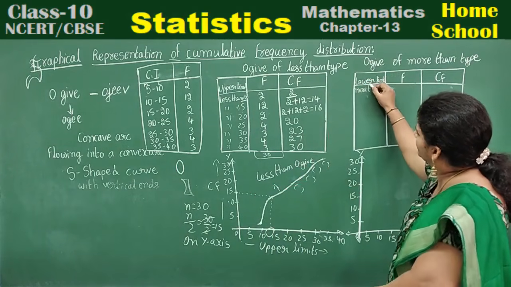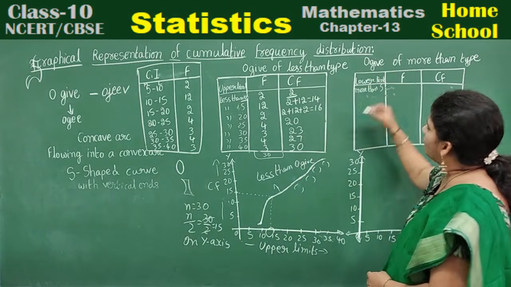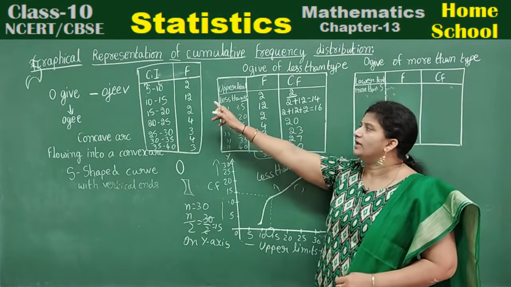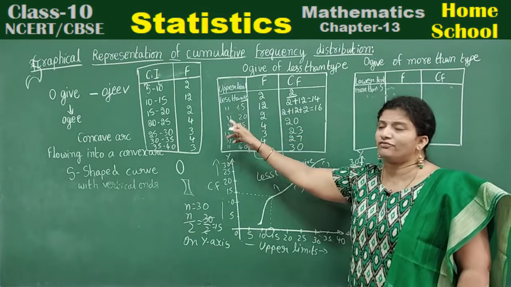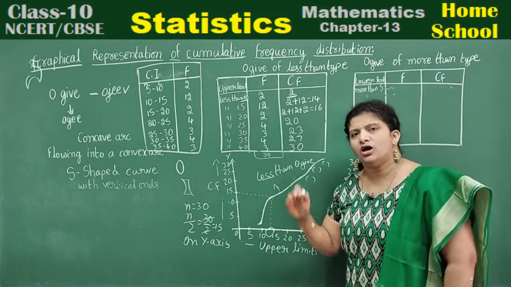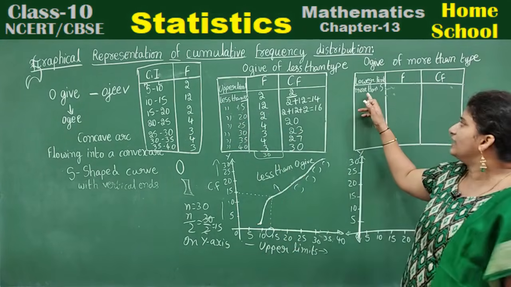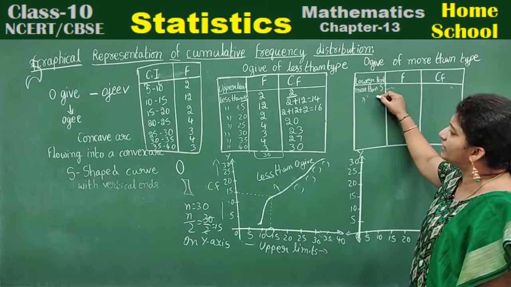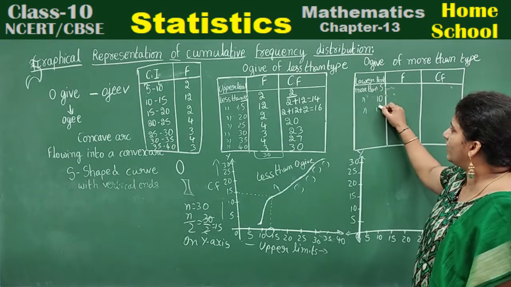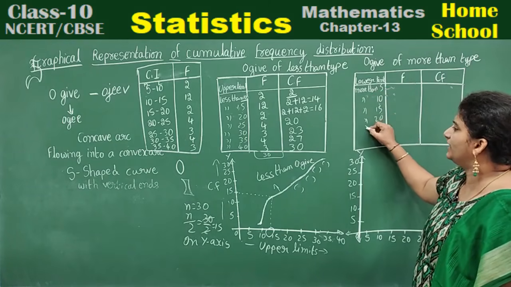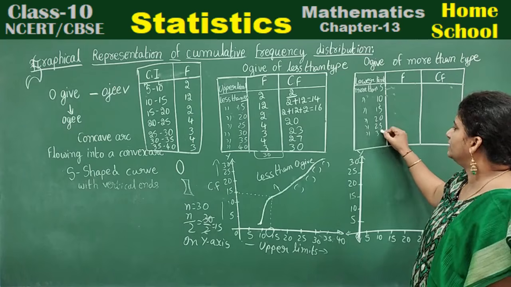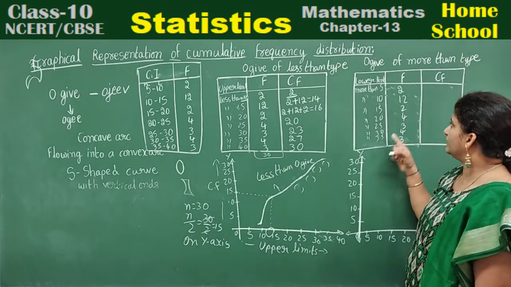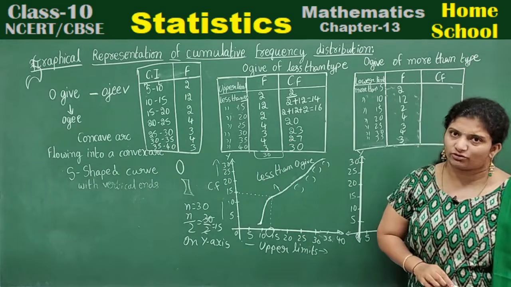And what you are going to write? More than or equal to 5. Here also less than or equal to you can write, no problem. Less than or equal to 10, less than or equal to 15, less than or equal to 20, or simply you can write less than. In this table also more than or equal to 5. Similarly, more than 10, more than 15, more than 20, 25, 30, 35. Up to 35 we need to write here, more than 35, and your frequency as it is we are going to take.